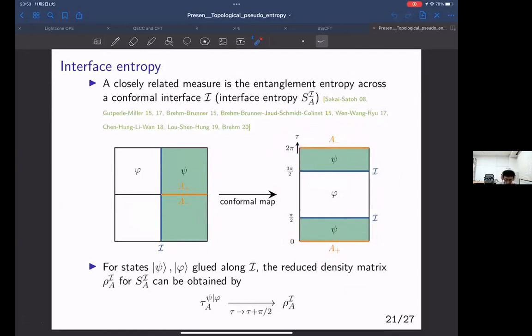So here, the important part is basically the reduced density matrix. Here I'm considering interface entropy. So this is the entanglement entropy across a conformal interface. So you have the reduced density matrix, rho A with subscript I. But this one can be obtained from the transition matrix by just shifting tau by pi half. This tau is not related to the other tau, but this is just a parameter, Euclidean time, tau. But anyway, they are mostly the same.